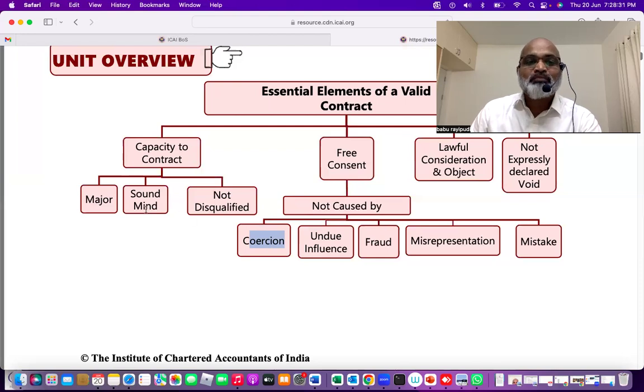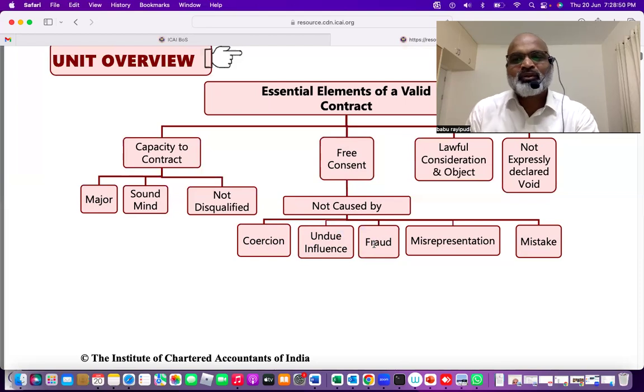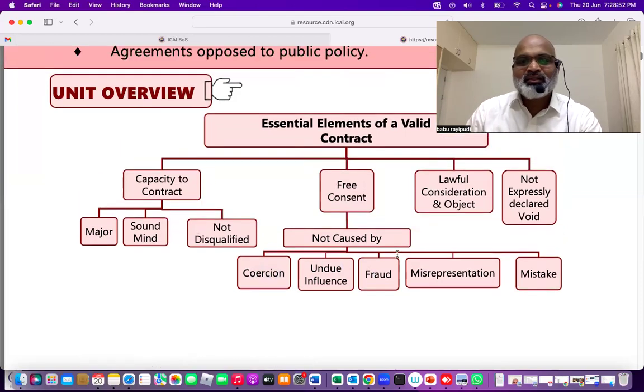And minor related, capacity to contract, minor related rules regarding minor is there. Sections 10 and 11, go through. Then here fraud, coercion, undue influence, fraud. These 3 are frequently asked questions. If you know fraud, you have to think about misrepresentation, in reverse. So please go through it.